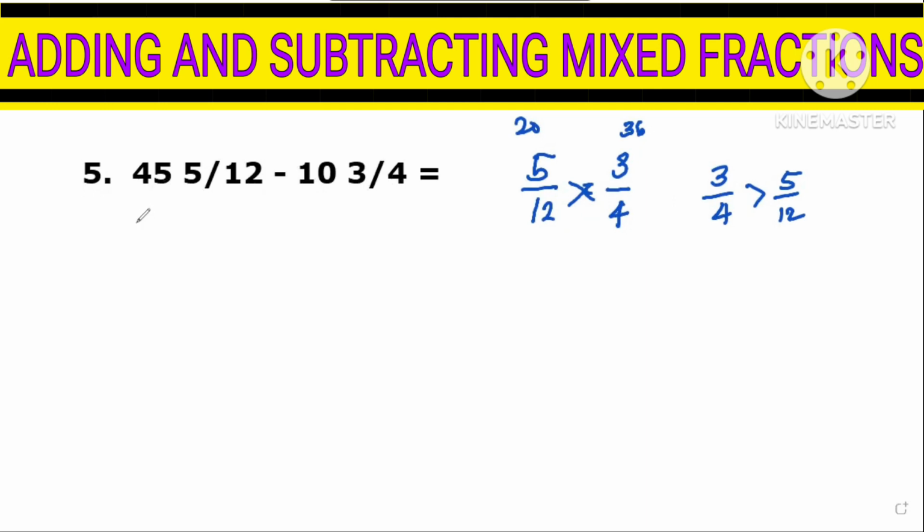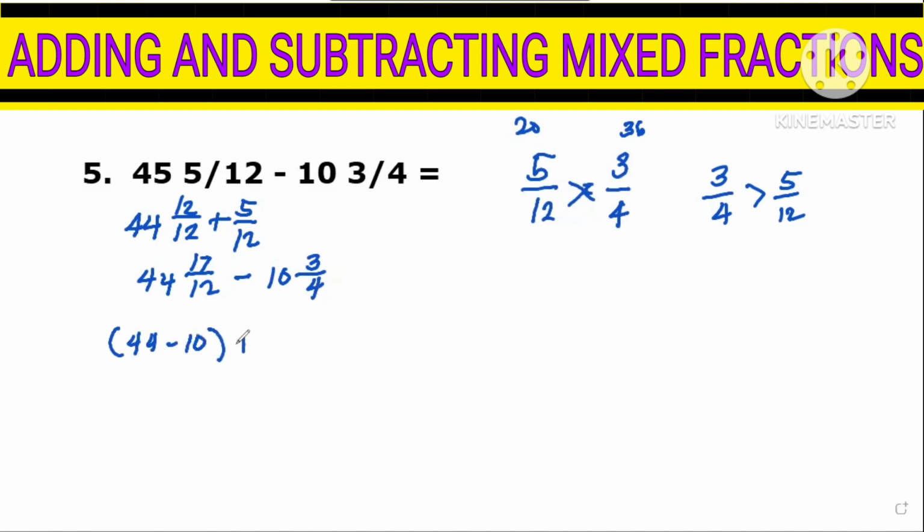So, again, we need to rewrite 45 as 44 and 12/12, no? Why 12/12? Because 12 is the denominator of our fraction. So, we add 5 over 12 there. So, we get 44 and 17 over 12. So, we can now subtract 10 and 3/4 from 45 and 5/12 because we have already regrouped. So, subtracting this by parts, we have 44 minus 10 plus 17 over 12 minus 3/4. Now, 44 minus 10 is 34.